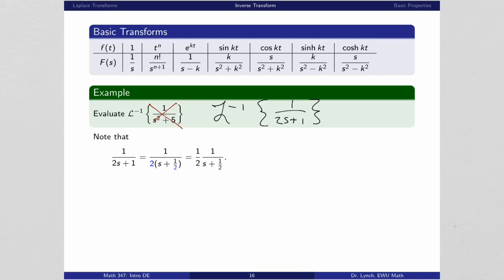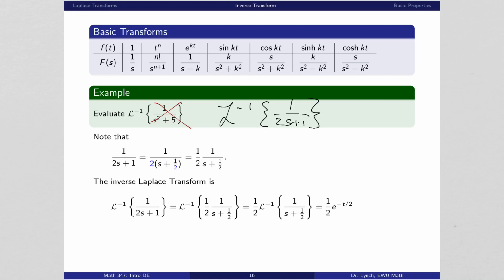So here we'll go ahead and manipulate our transform, factoring out a 2 from the denominator. We factor out a 2 from s and from 1 to write this as 2 times the quantity s plus 1/2. So you can think of this as s minus a, where a is minus 1/2. And again, linearity gives us the inverse transform here. The inverse transform is 1/2 times the inverse transform of 1 over s minus a, which is 1/2 times e to the minus t over 2.